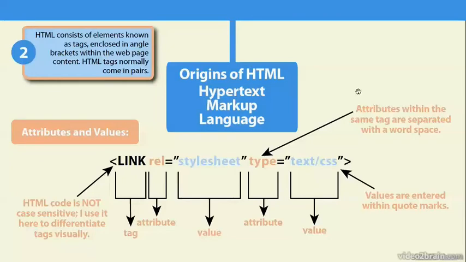So let's dive in and look a little bit closer at HTML tags. We also have things called attributes and values. So you can see here I've got the link tag within the angle brackets, but I've also put things called attributes and values in here. So an attribute is an option for that tag, and then the value tells you which option we used.